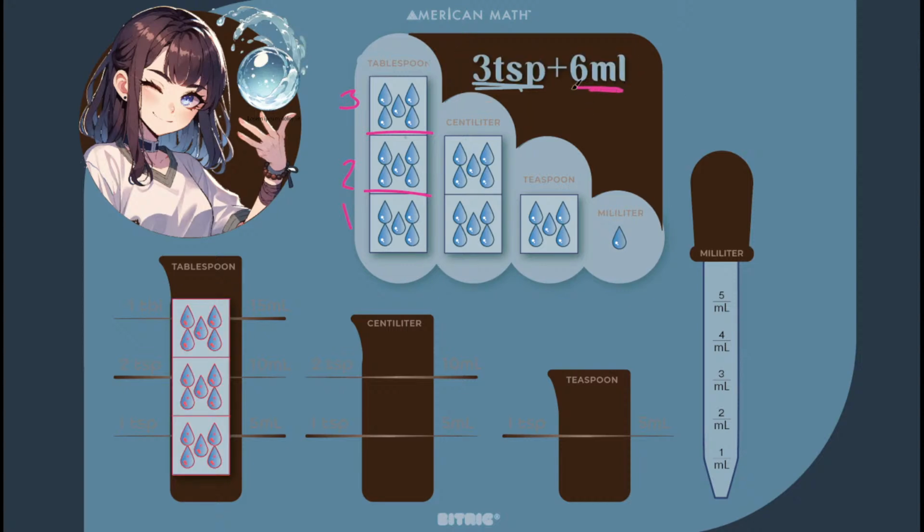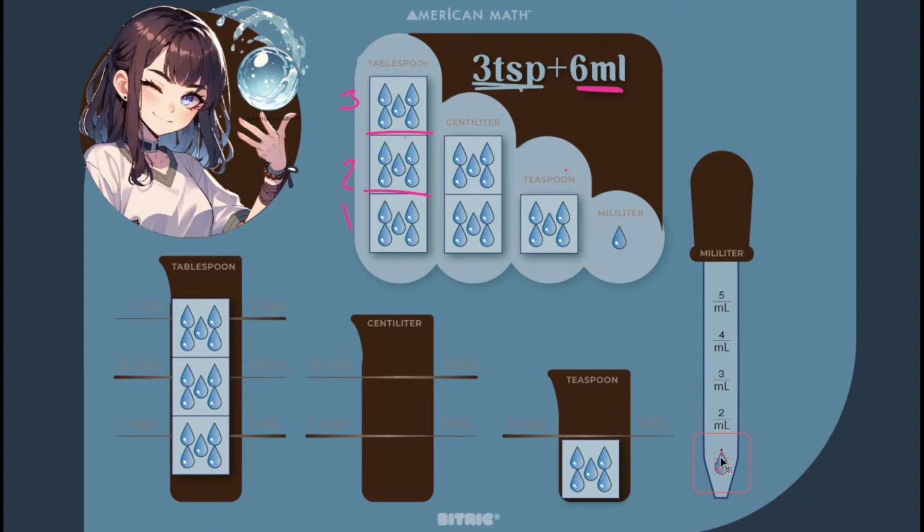Here, we have 6. We know 6 is 1 more than 5, which is our teaspoon. So it would be 1 teaspoon and 1 milliliter. Then that would give us 1 tablespoon, 1 teaspoon, and 1 milliliter. And then boom, that'd be the answer.